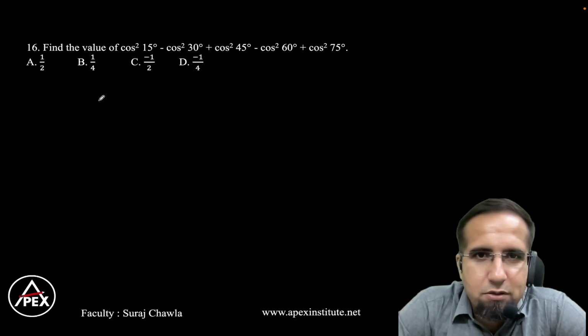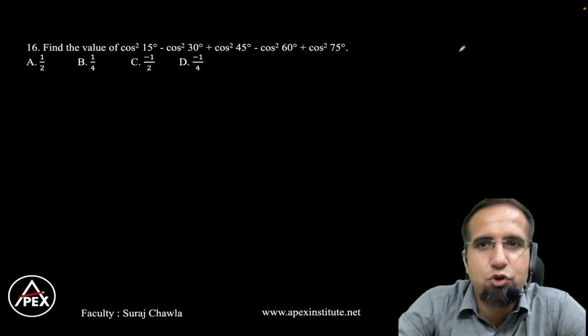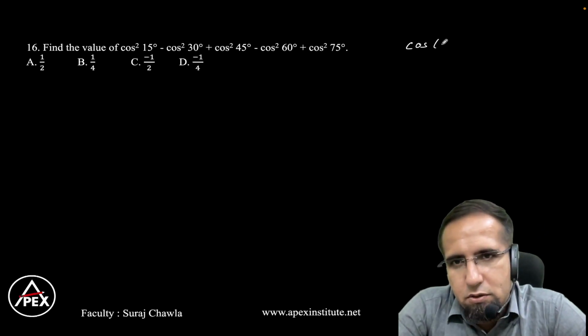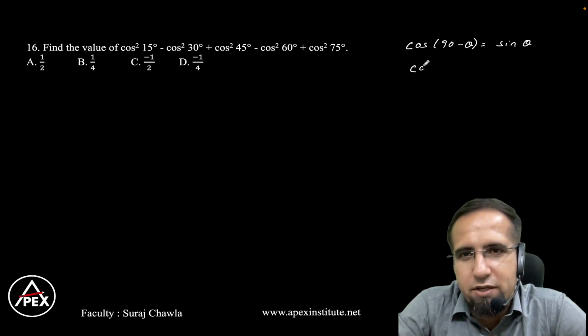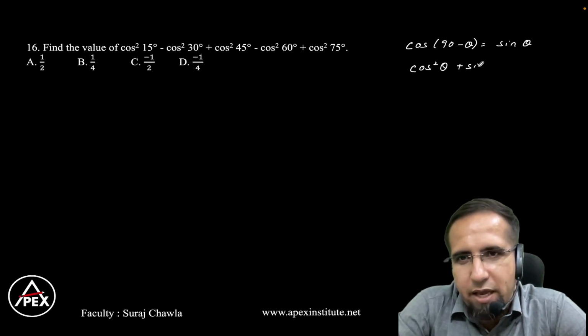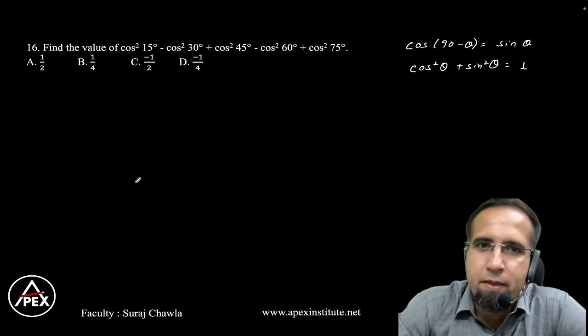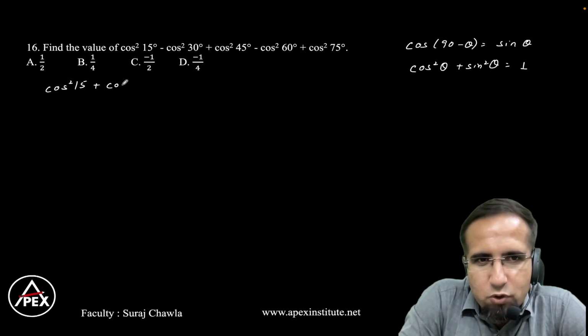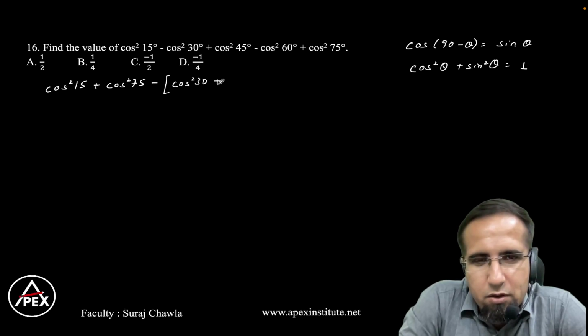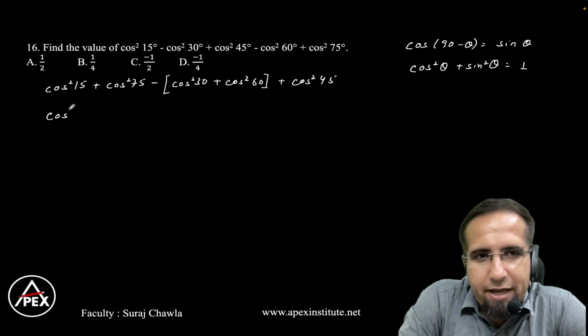So I have cos square 15 plus cos square 75. So what should we know? That cos(90 minus theta) is equal to sin theta. At the same time, I should understand that cos square theta plus sin square theta is equal to 1. So if I know these two, I can get the answer. So I can write this as cos square 15 plus cos square 75, minus, common, cos square 30 plus cos square 60, and then plus cos square 45.